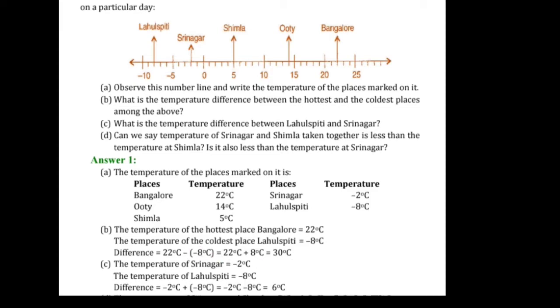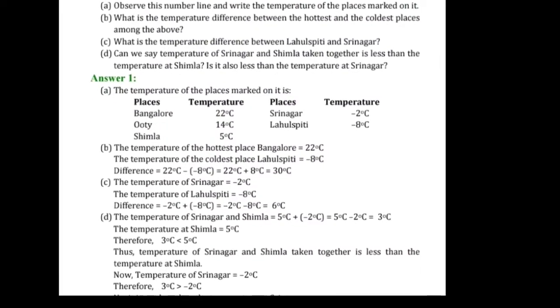Now next, see, what is the temperature difference between Lahaul Spiti and Srinagar? So first, Srinagar's temperature is minus 2 degrees Celsius and the second city, Lahaul Spiti, is minus 8 degrees Celsius. So the difference of the two cities is minus 2 degrees Celsius minus (minus 8) degrees Celsius. So it's 6 degrees Celsius.